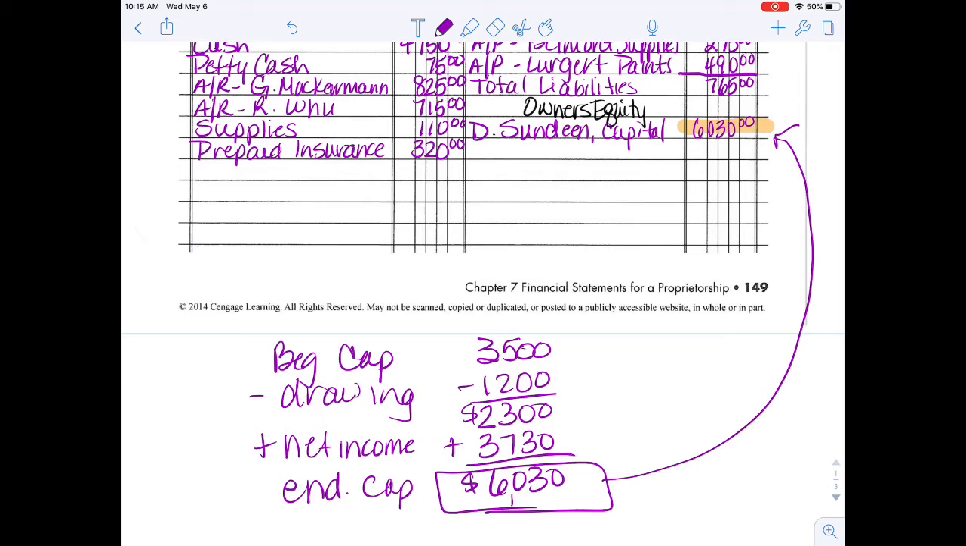Now down here, if I look at this equation, we always start with our beginning capital. We take away our drawing because the owner took that money out. And then we add our net income. If you had a net loss, if you lost money, you would subtract the loss from the capital because it has to come out from somewhere. It's less that the owner can have out at the end of the day. If they were to close the business, the owner wouldn't get that amount of money because they lost money. So you have to account for that.